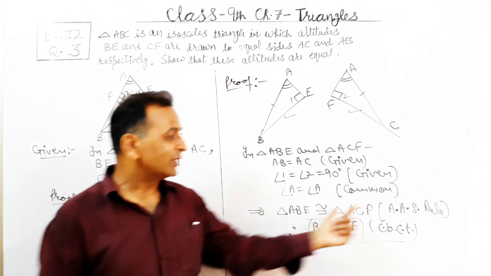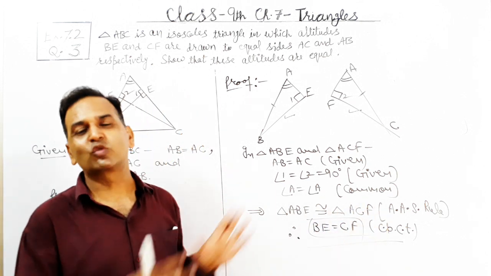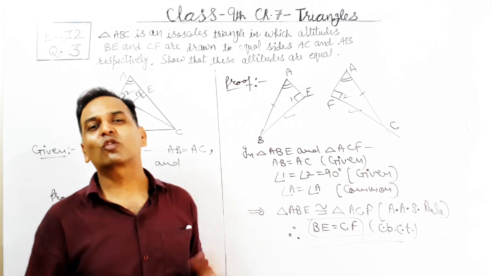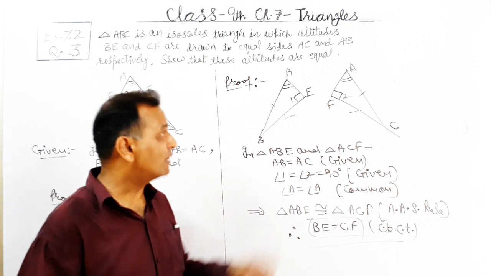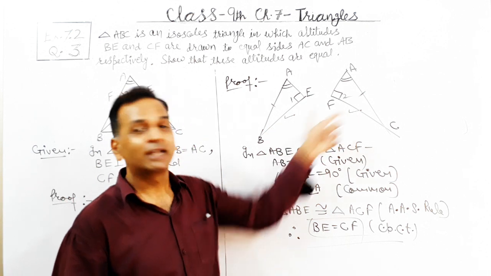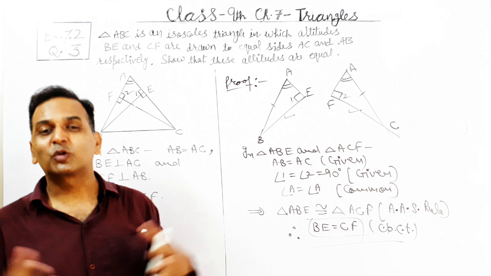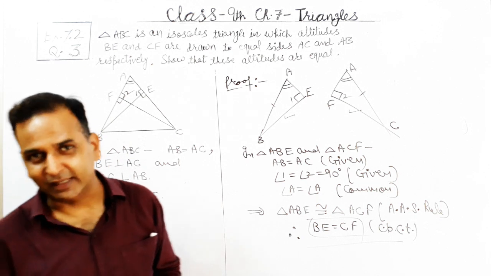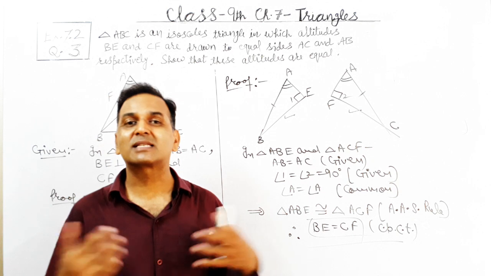And then after using the angle side congruence criteria, we can say these two triangles are congruent. And if they are congruent, their corresponding remaining parts will also be equal. So we have taken BE and CF, the two altitudes, they are now equal by CPCT, corresponding parts of congruent triangles. Okay, so this was all about this question number 3 of exercise 7.2.